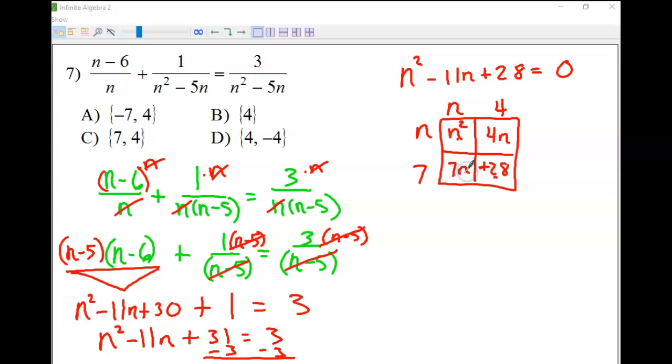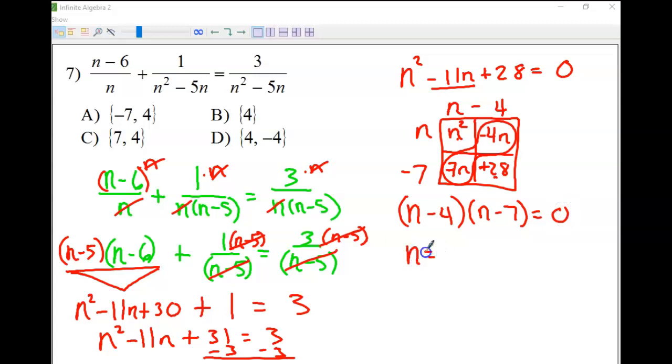And then we know we've factored it correctly if these 2 terms can give us negative 11. And they can if they're both negative, which means these both need to be negative. And therefore, the polynomial factors into n minus 4 times n minus 7 equals 0. Then we set them both equal to 0. And we solve. There's one answer.